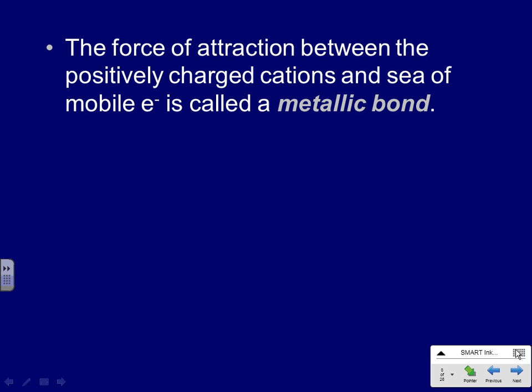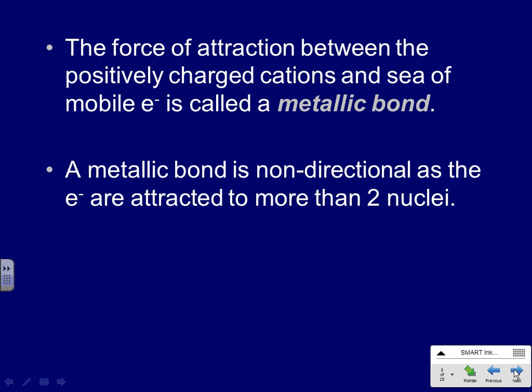The force of attraction between the positively charged cations and the sea of mobile electrons is called a metallic bond. So this great big orbital, this great big thing, and this force of attraction we call a metallic bond. And a metallic bond is non-directional, as the electrons are attracted to more than two nuclei. So there's no scaffolding here. It's all held together by attractions all over the place.